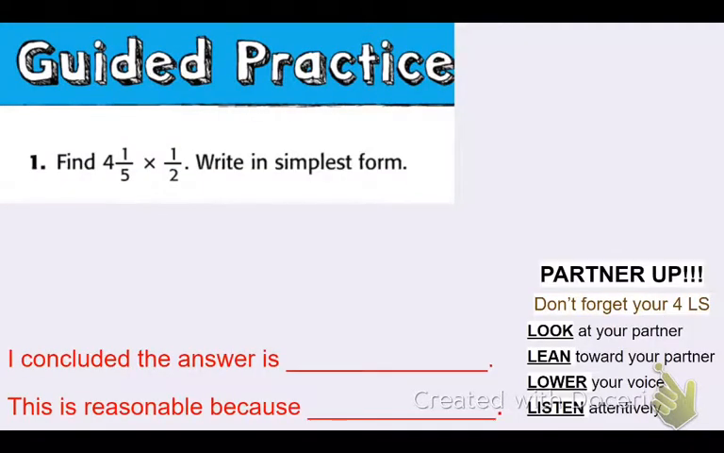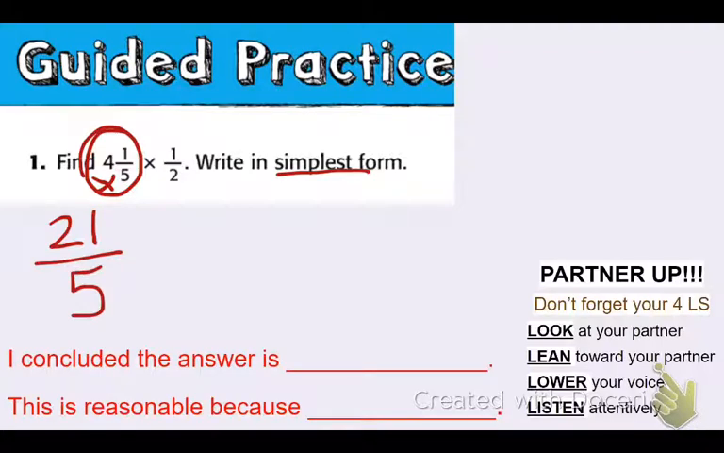All right, Bobcats, moving into guided practice. I'm going to go ahead and find the value of the answer, but I need to make sure it's in simplest form. I'm going to change this mixed number into an improper fraction. 4 times 5 is 20 plus the numerator 1, 21/5. Step 1, create an improper fraction. Done. Step 2 is where I can multiply those numbers on top, the numerator.